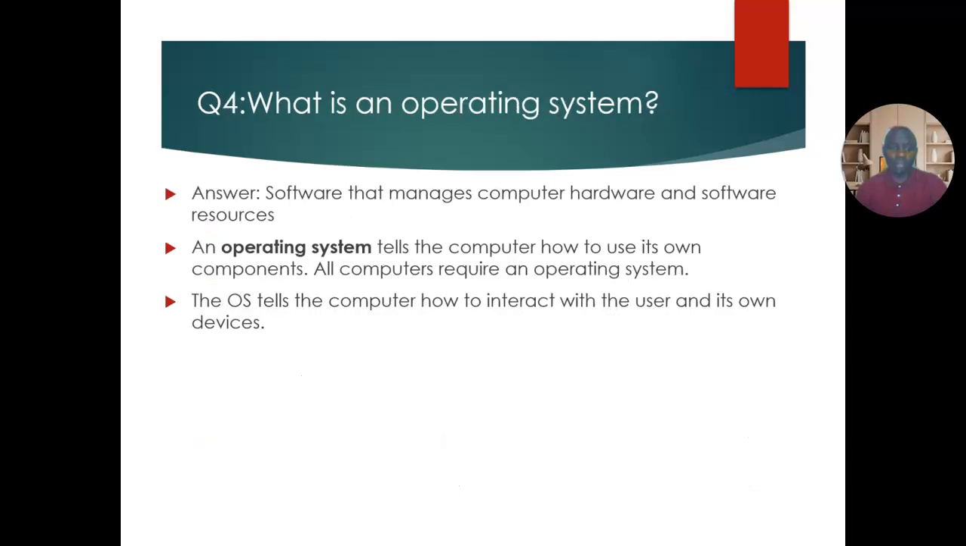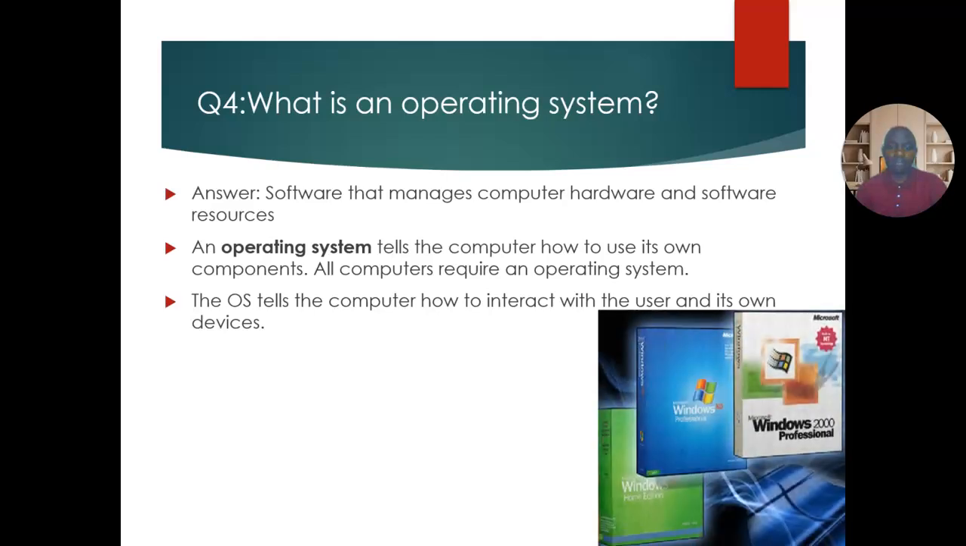Then we have another question that goes, what is an operating system? This is the software that manages computer hardware and the software resources. It tells the computer how to use its own components, and all computers require operating systems. In other words, it tells the computer how to interact with the user. It is the mediator between the user and the computer device.